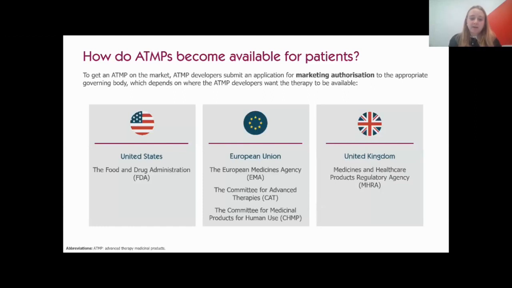And the marketing authorization applications have different names depending on the country as well. So in the USA, the application you submit is called a new drug application or an NDA, whereas in the European Union and UK, it's a marketing authorization application.